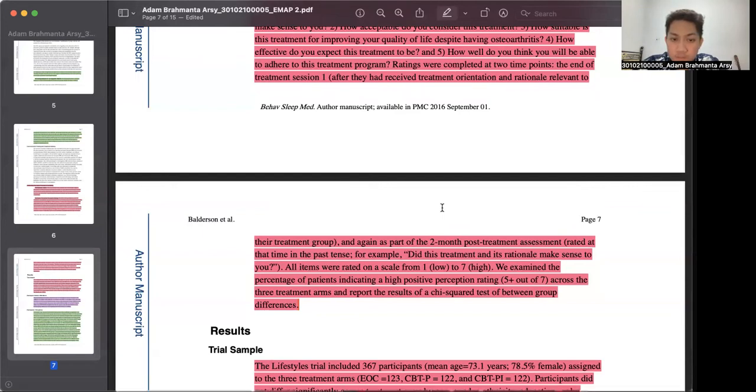All items were rated on a scale from 1 to 7, or low to high. We examined the percentage of patients indicating a high positive perception rating, 5 plus out of 7, across the 3 treatment arms, and report the results of a chi-square test of between-group differences.